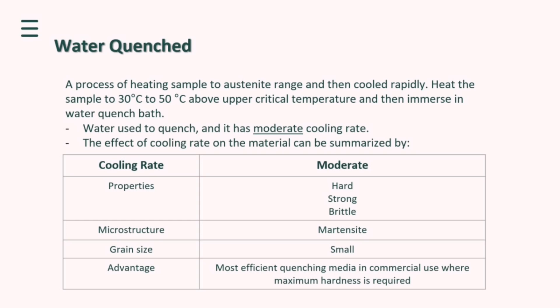The properties: it is hard, strong and brittle. Microstructure should be martensite, grain size should be small. The advantage is that it is the most efficient quenching media in commercial use where maximum hardness is required.